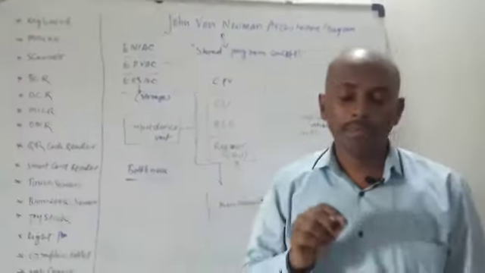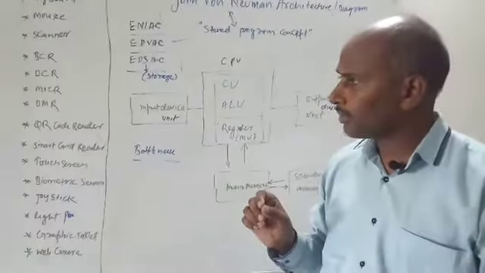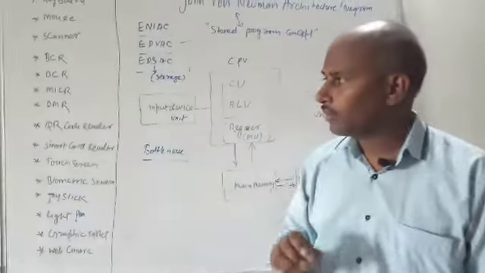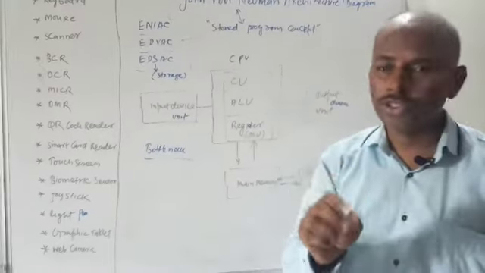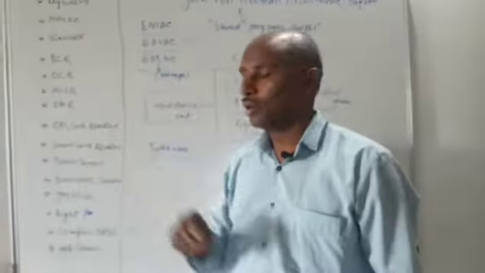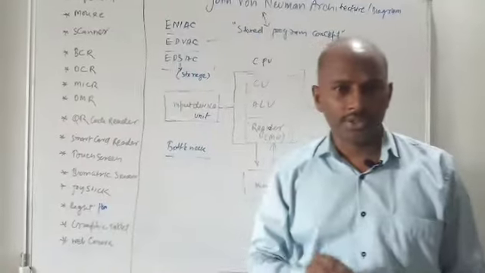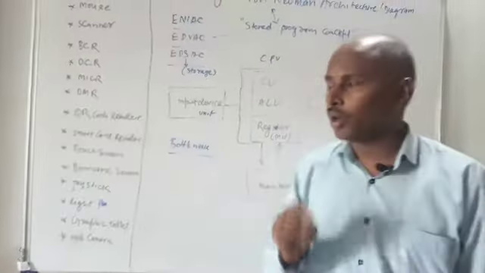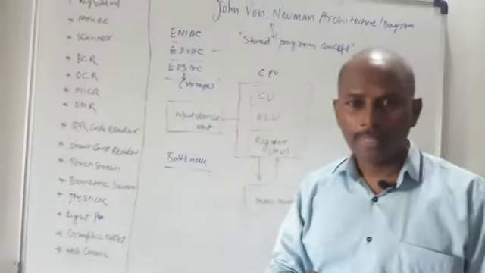MICR, magnetic ink character reader. This MICR machine is used in banks for reading the special type of characters printed on the check. OMR, optical mark reader. The optical mark reader machine is used for checking the copies of objective examinations. This sheet is special.